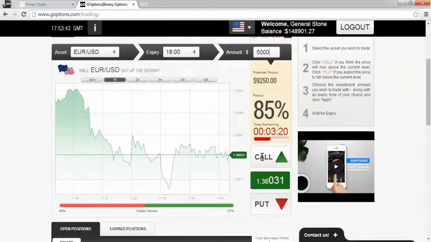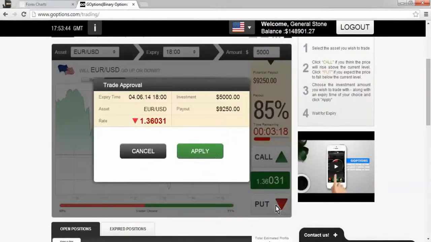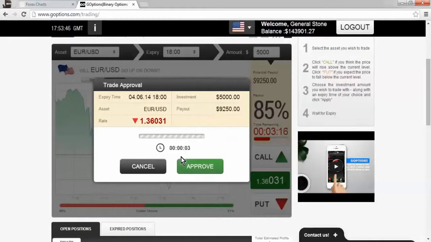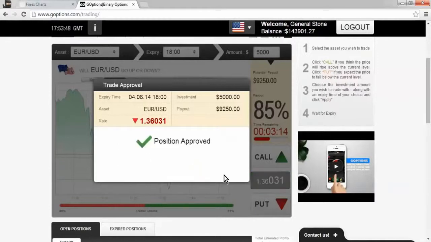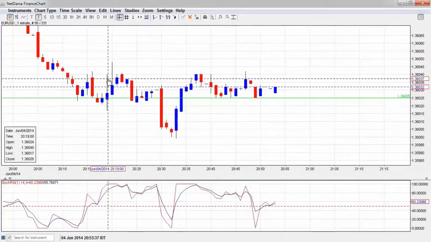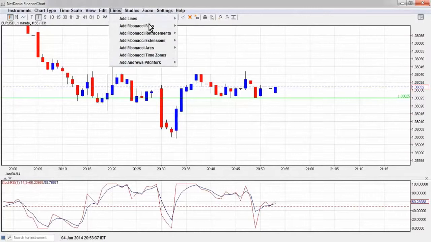Alternatively, I might be able to get a higher value price, which is what I'm about to get right now. I'm going to try and take this 136.031. It has approved that price, which is fantastic. Just going to put in another line.